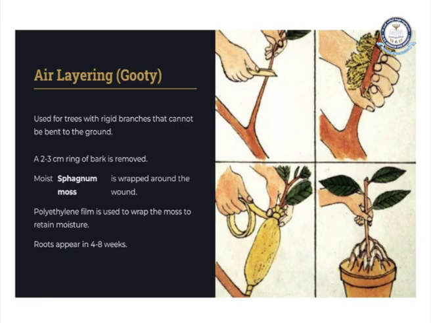This has to be wrapped around the wound, and a polythene film is used to wrap it. As we are putting the sphagnum moss, it has to be covered with the polythene film to retain the moisture. The roots will appear after 4 to 8 weeks. This is about air layering or gooty layering. Next we have stool layering. Here, the parent plant is cut back to the ground.